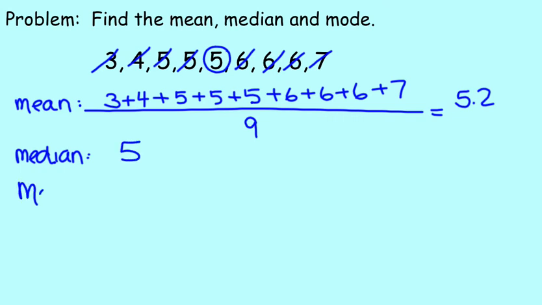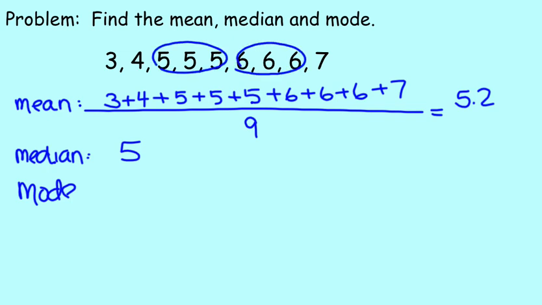Your mode is the one that occurs the most often. Let's erase those quickly. We have 3 of them here, and we have 3 of them there. So this would be considered bimodal. And it's 5 and 6.